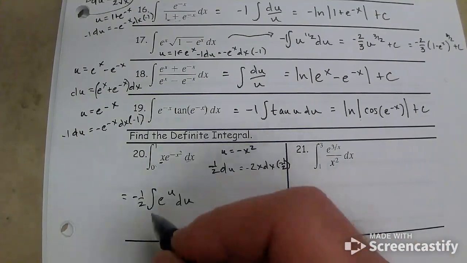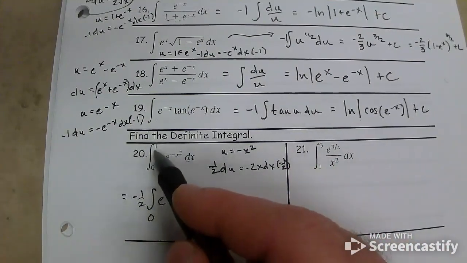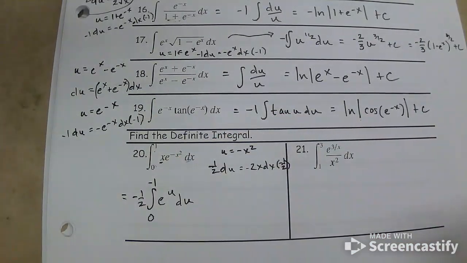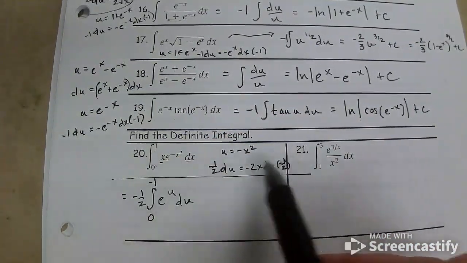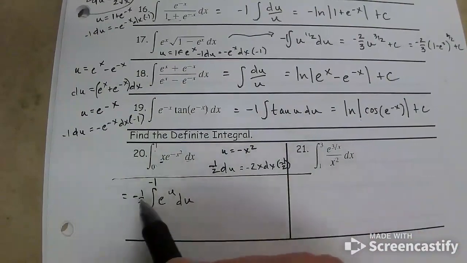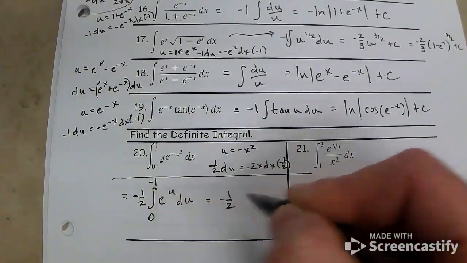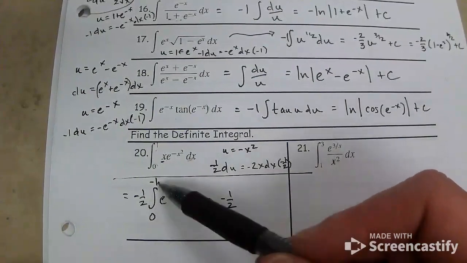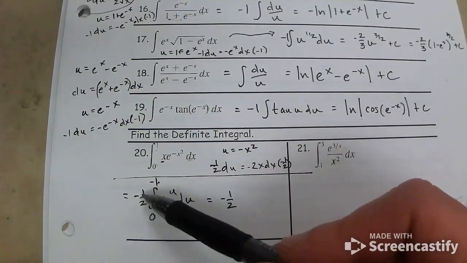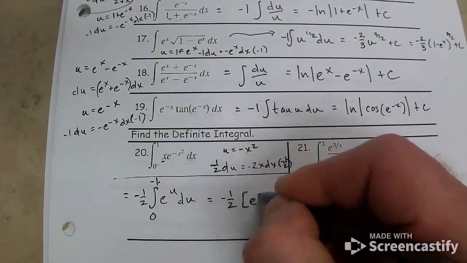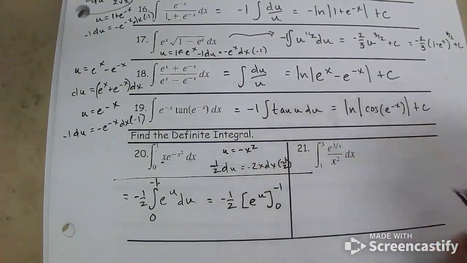So I'm going to plug 0 in, I get 0. I'm going to plug 1 in, and I get negative 1. Okay, I no longer need to look at above the line. This is my new problem. So this is going to be negative 1/2. And if you want to, you could put 0 up here and negative 1 down here and make this a positive 1/2. I got no issues with that. This is going to be e to the u and then negative 1 and 0.